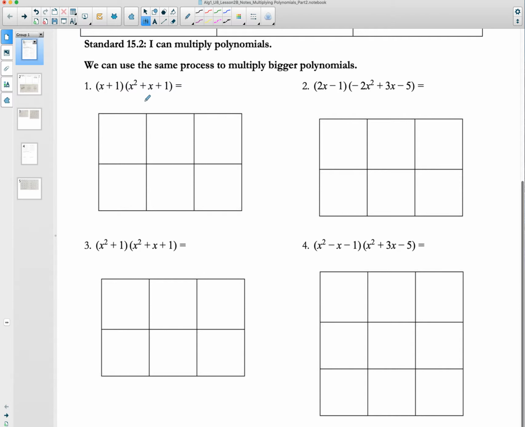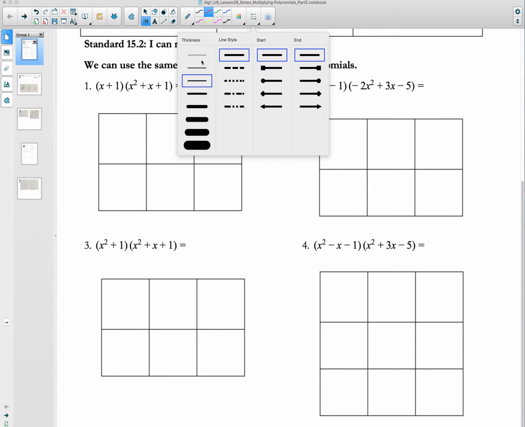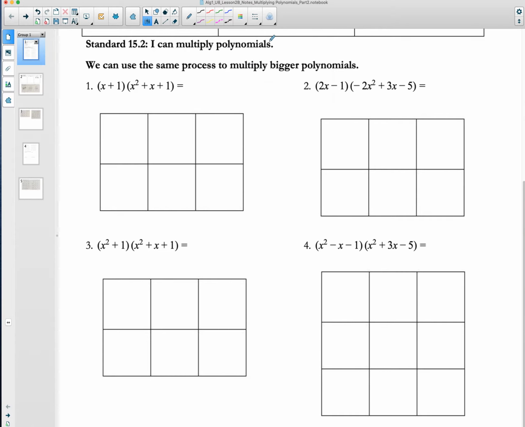So 2 times 3 is 6. So that means we're going to have 6 pieces once we get through with all of our multiplication. And so now we have a 2 by 3 grid instead of a 2 by 2 grid to record all of our work. But the process in and of itself is pretty much the same.